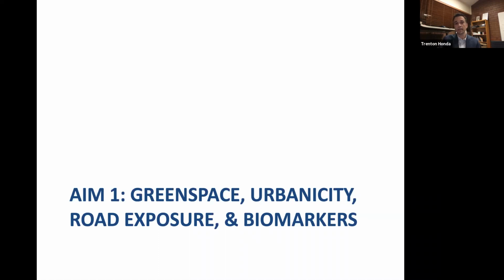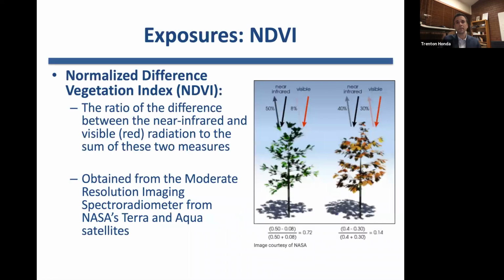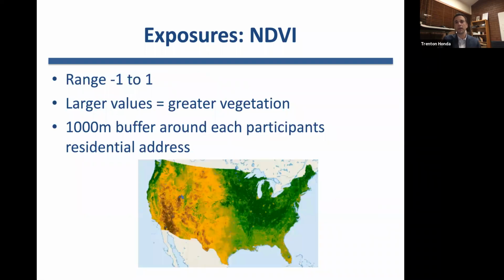Aim 1 again is the association between green space, urbanicity, distance to roadway, and our biomarkers. Our exposures of interest included the normalized difference vegetation index. This is the ratio of the difference between the near infrared and visible radiation to the sum of these 2 measures. And as you can see in the picture on the right, the higher amount of green space you have, the higher the NDVI. We obtained these data from NASA satellite information. The range for NDVI is -1 to 1, and the larger values indicate greater vegetation in the surrounding area.